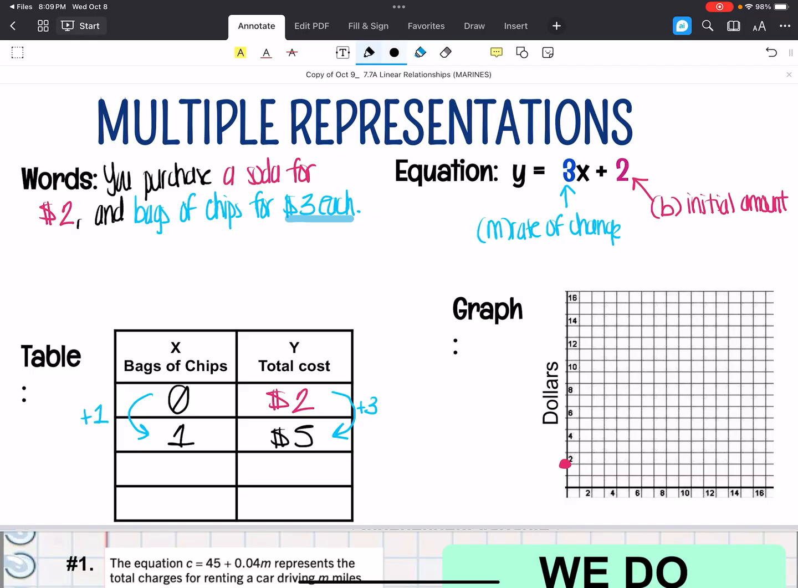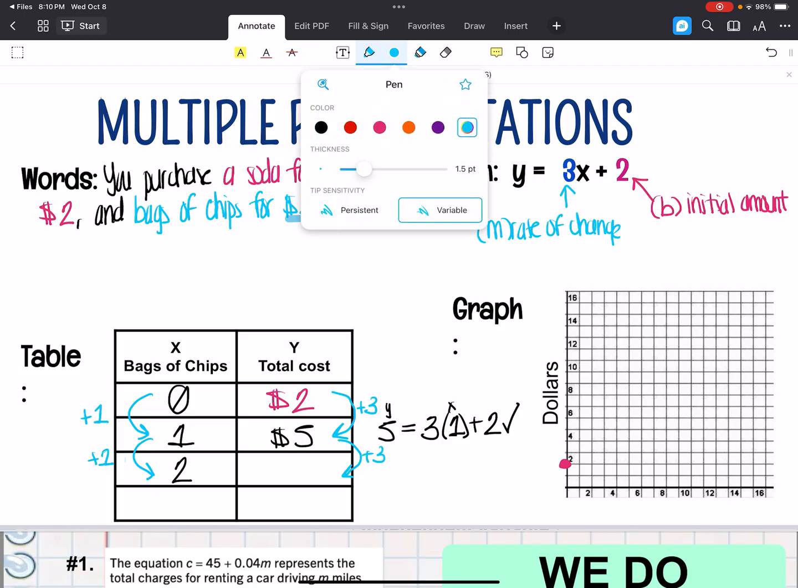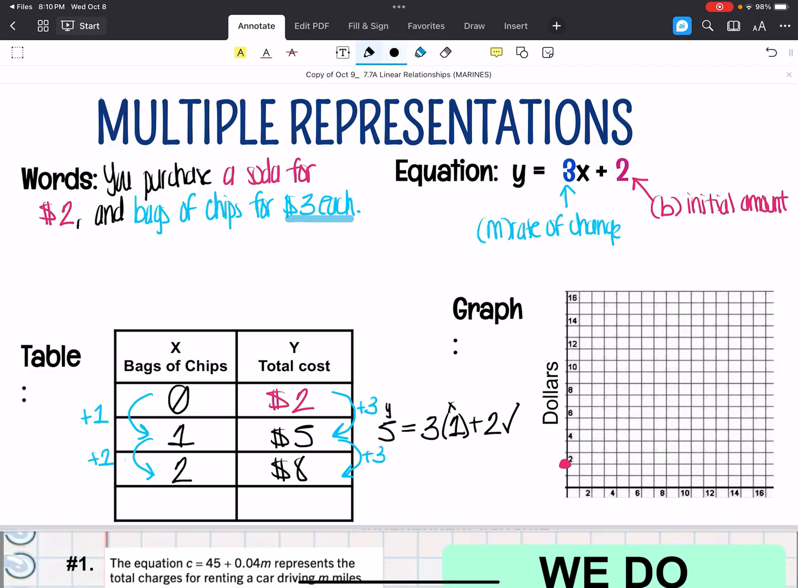And remember again, you can check your work by replacing x with 1, multiplying by 3, adding 2, and see if it gives you 5 for y. 3 times 1 is 3, plus 2 more does give us 5. Okay, let's say you want to buy another bag of chips. 1 more bag of chips means you're spending $3 more. Now your total is going to be $8.